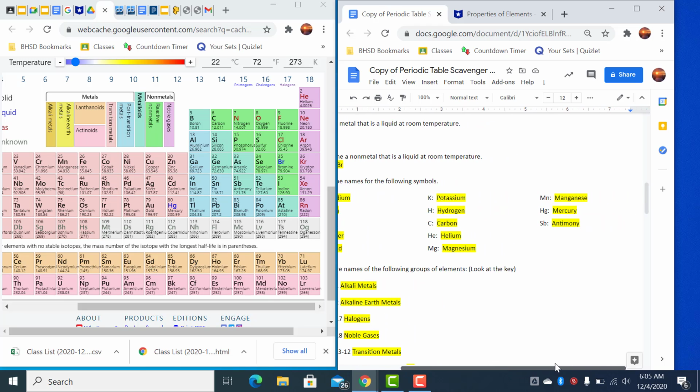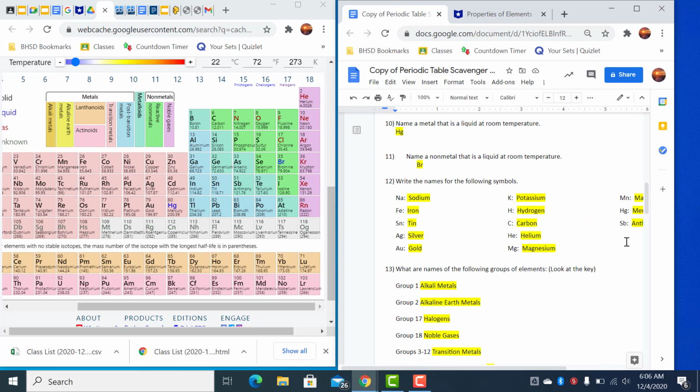Now, the reason I had that one on there is because these two get mixed up a lot. They both begin with M, about the same length, kind of sound the same. So just pay attention to that. Mg is magnesium, where Mn is manganese. Hg is mercury, and Sb is antimony.